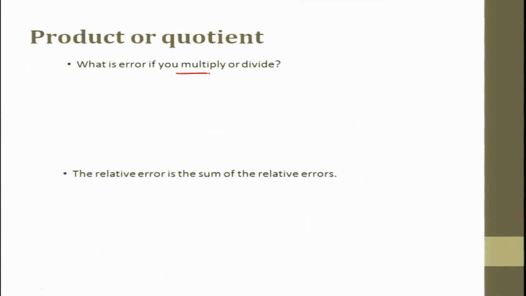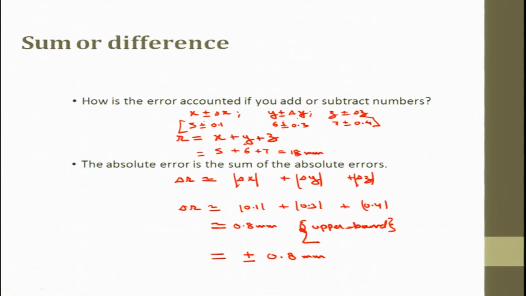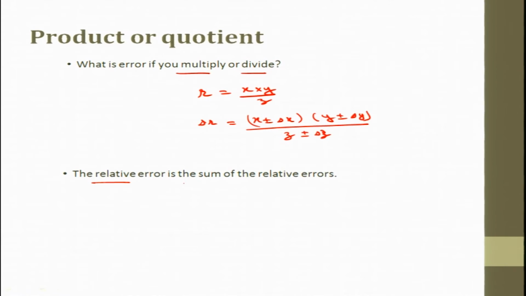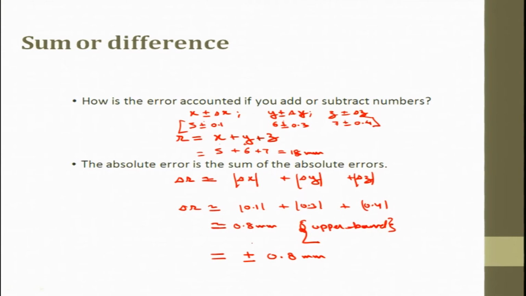So next is product or quotient. What if you multiply or divide the error term? I consider the same values, x plus delta x, y plus delta y, z plus delta z. So the resultant, if it is x into y by z, so here the delta r would be equal to x plus minus delta x or y plus minus delta y over z plus minus delta z. If I talk about the relative error, that is a sum of the relative errors again. So relative error is delta r by r.